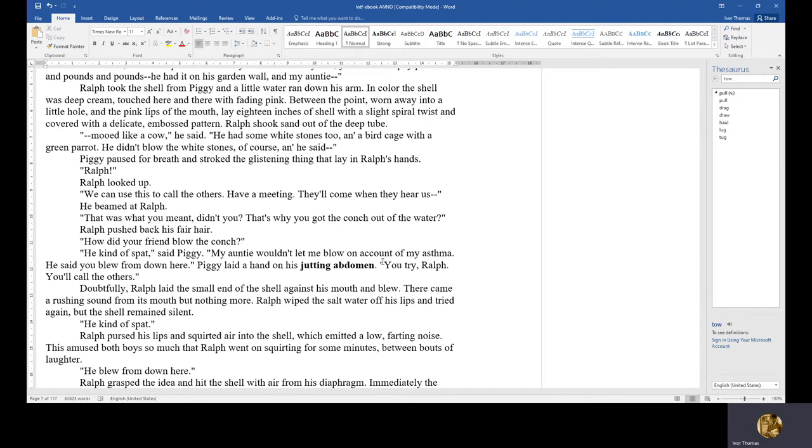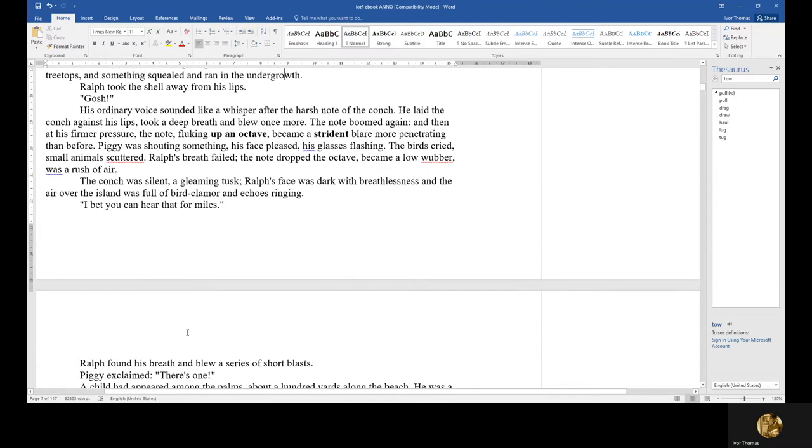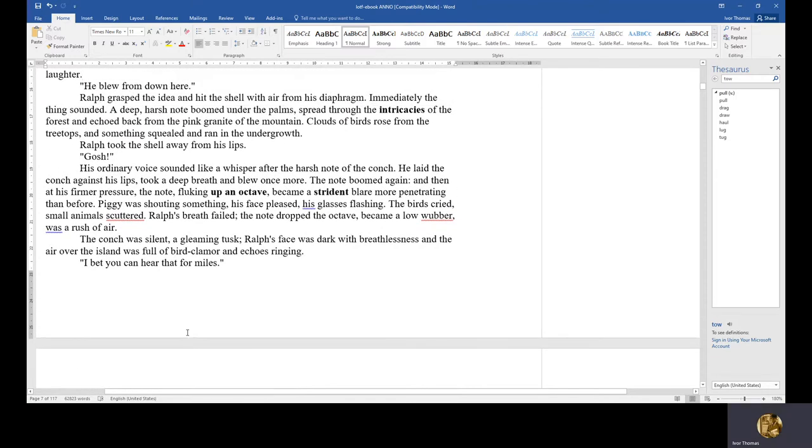He blew from down here. Ralph grasped the idea and hit the shell with air from his diaphragm. Immediately, the thing sounded. A deep, harsh note boomed under the palms, spread through the intricacies of the forest, and echoed back from the pink granite of the mountain. Clouds of birds rose from the treetops, and something squealed and ran in the undergrowth. Ralph took the shell away from his lips. Gosh! His ordinary voice sounded like a whisper after the harsh note of the conch.